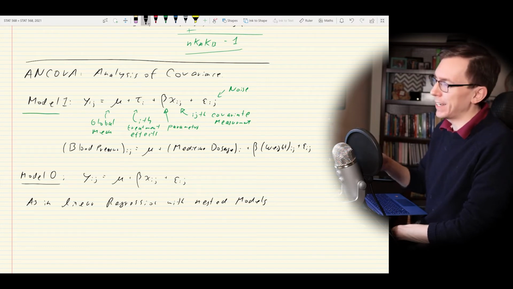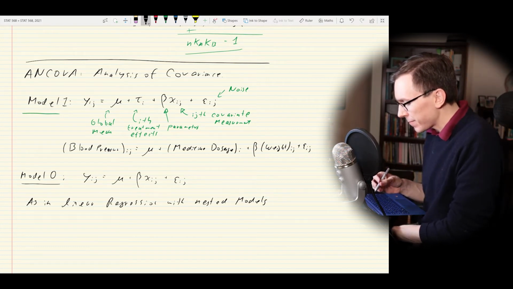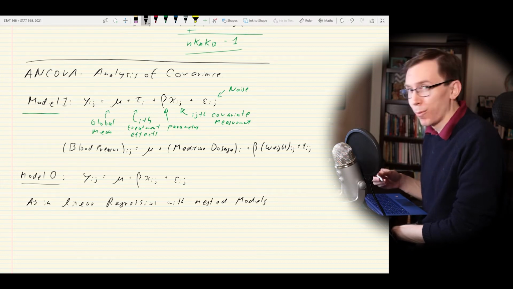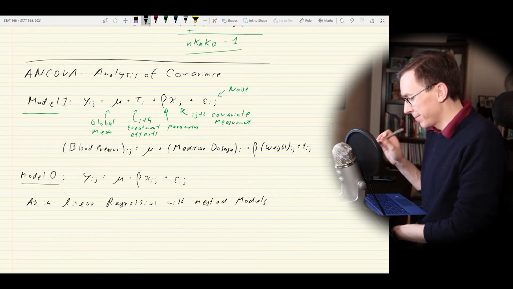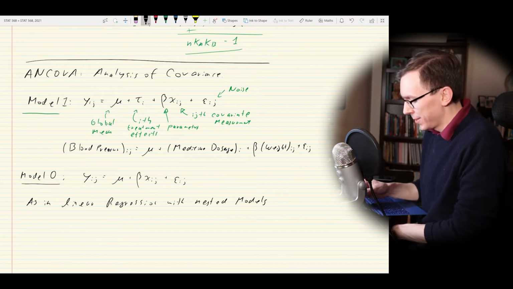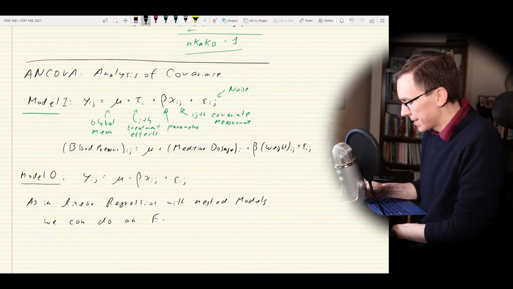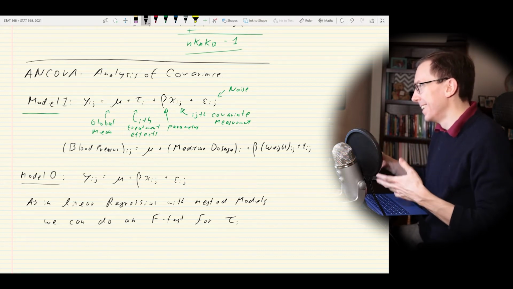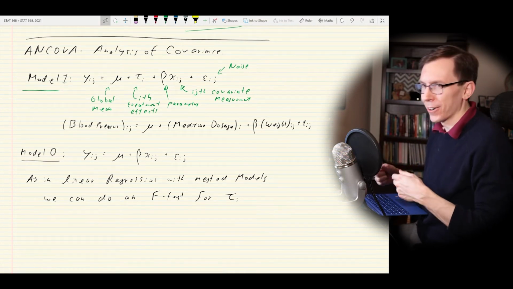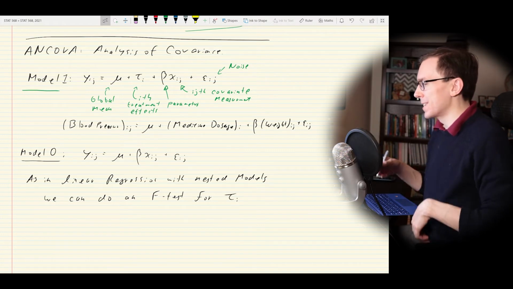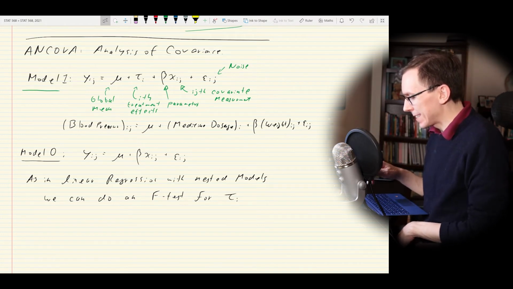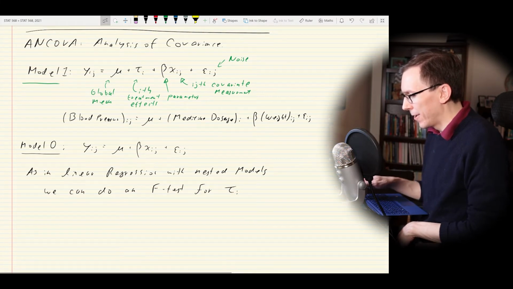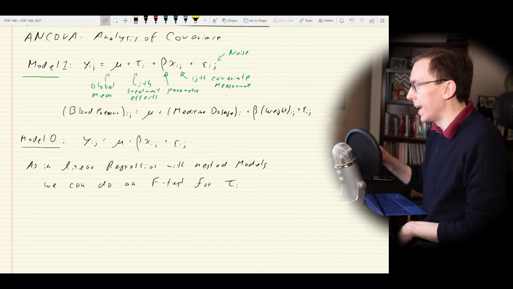In this case, the significance of the tau I, when it comes to actually being able to predict the values of y that come out. So as in linear regression with nested models, we can do an f-test for the tau I, in the sense that we're testing the null hypothesis that the tau I are all 0 or are all the same, versus the alternative that there actually is some significant difference among how the tau I affect the outcome y.